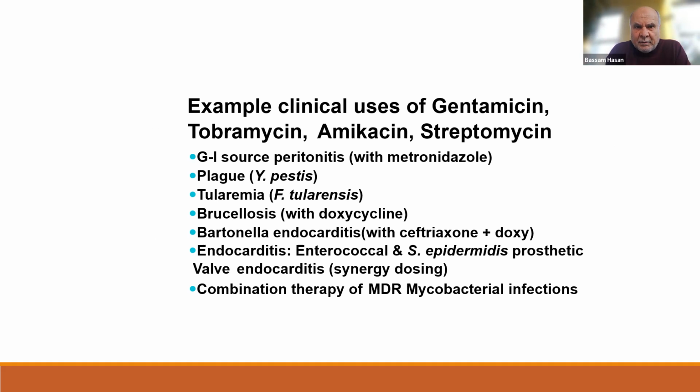You know, we're left just with the miscellaneous, let's put it that way. Clinical uses of gentamicin, tobramycin, amikacin, streptomycin: these are never used alone. They're always in combination. We don't use them purely for gram-positive infections, okay? Aminoglycosides are used for plague, tularemia, brucellosis, Bartonella, endocarditis.